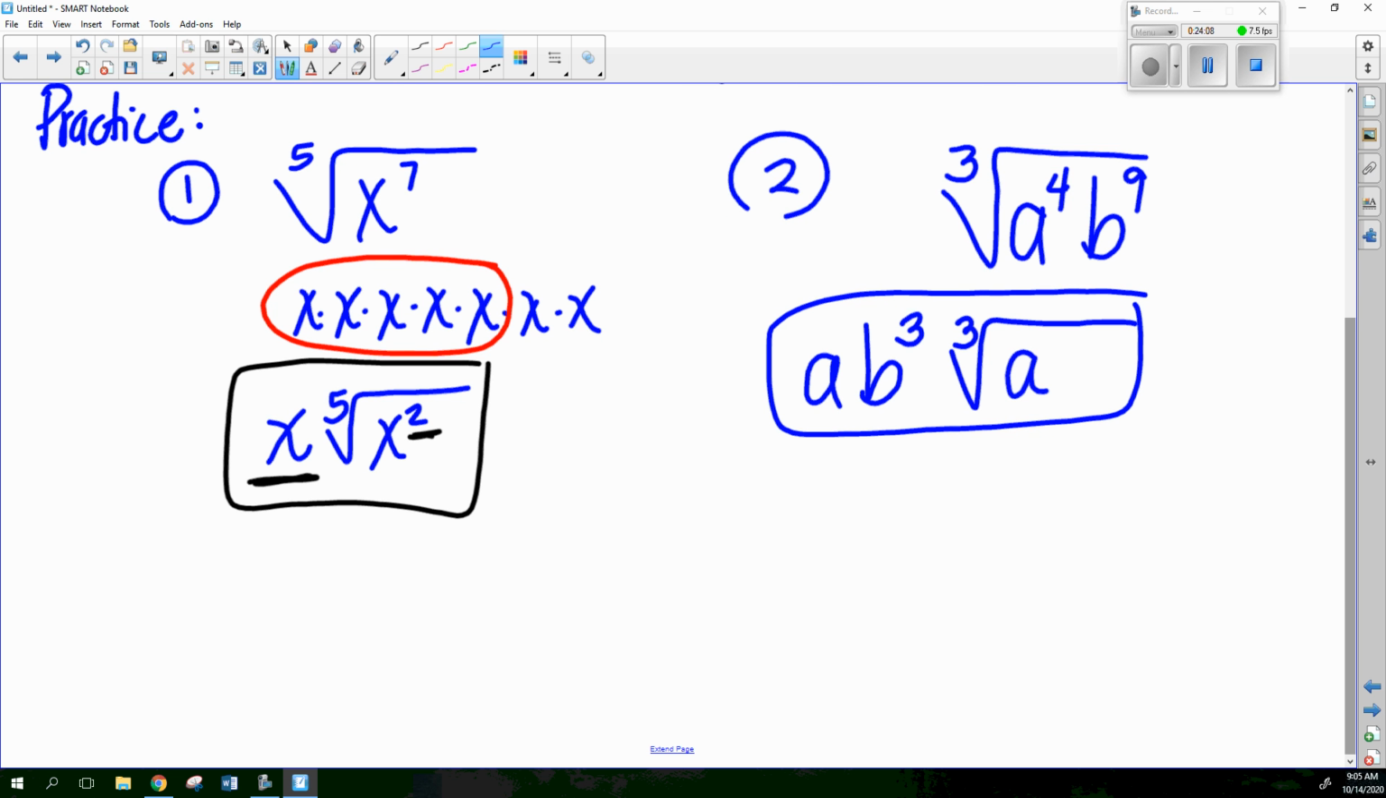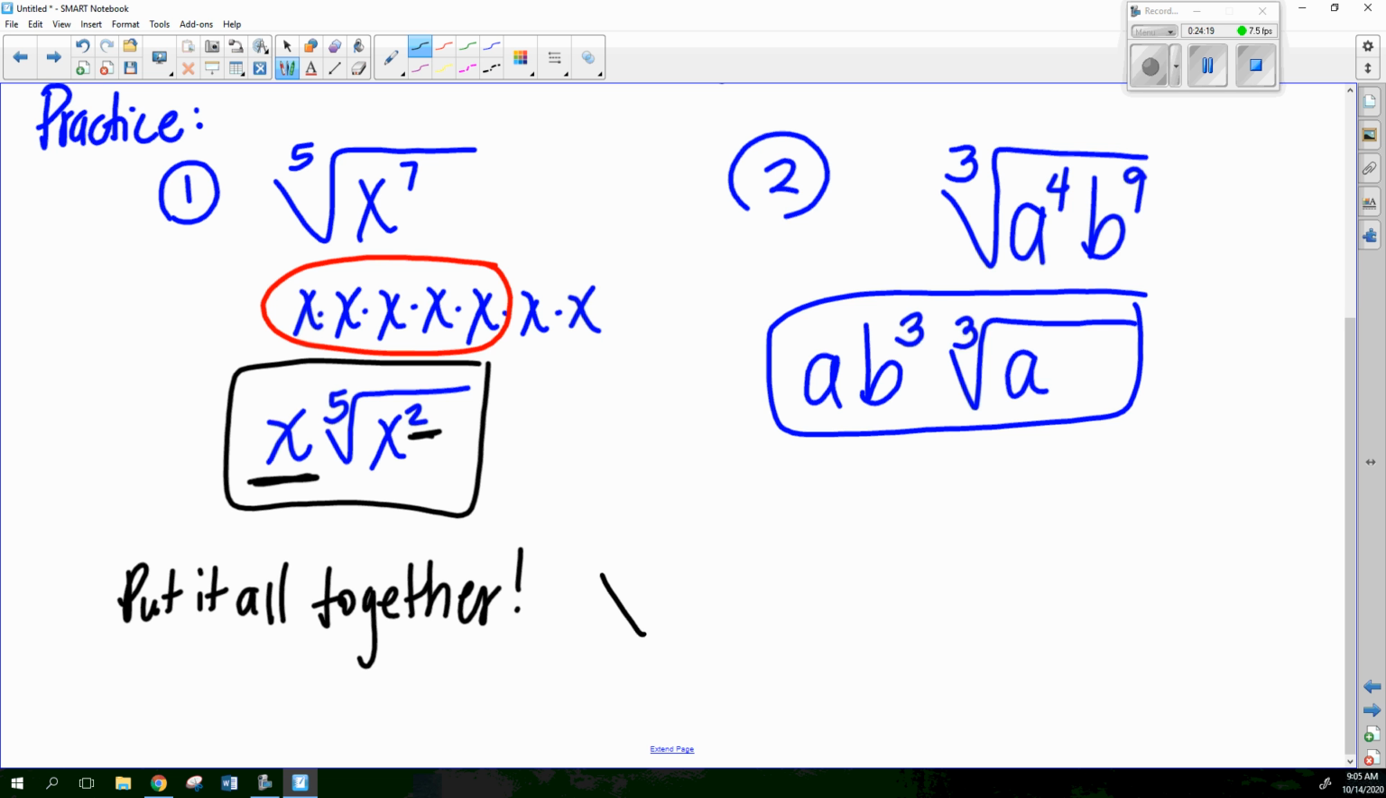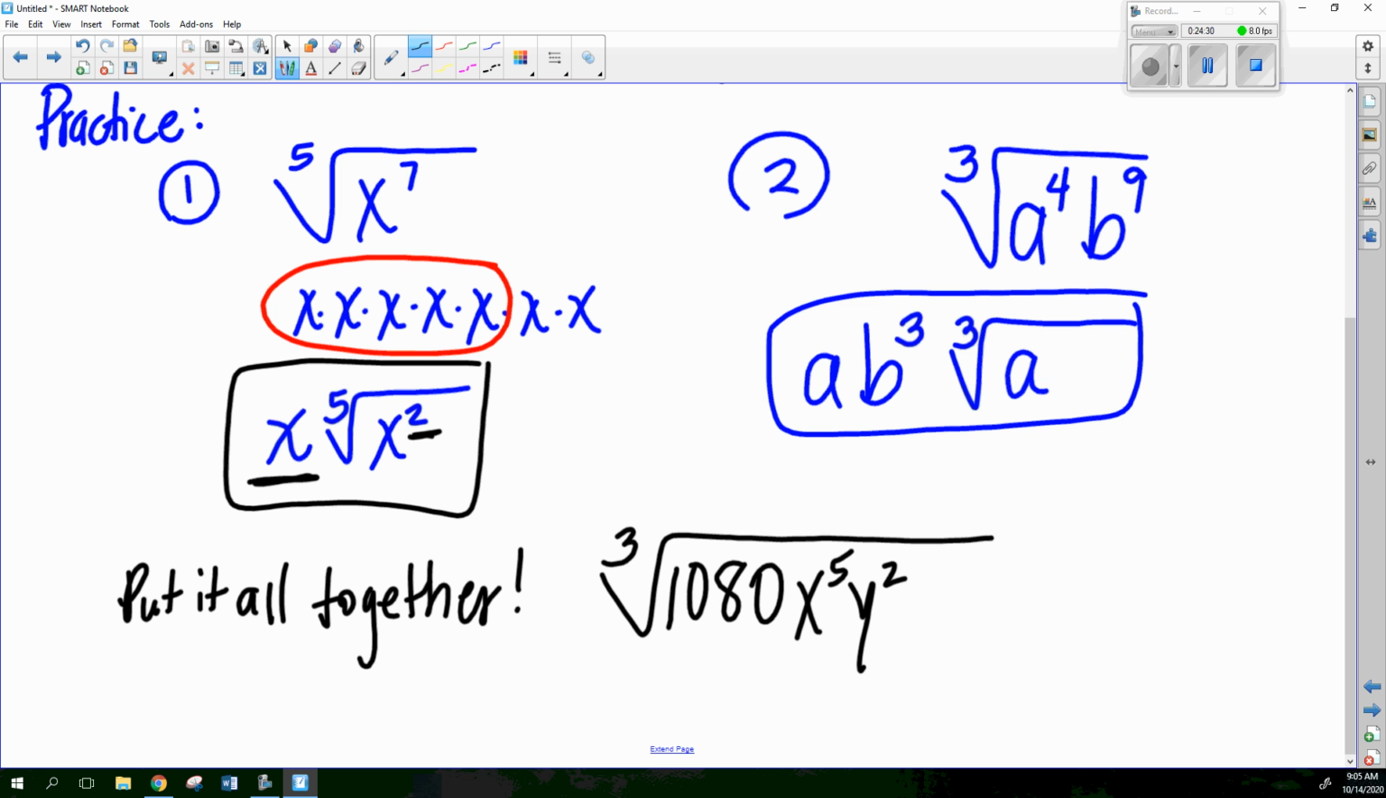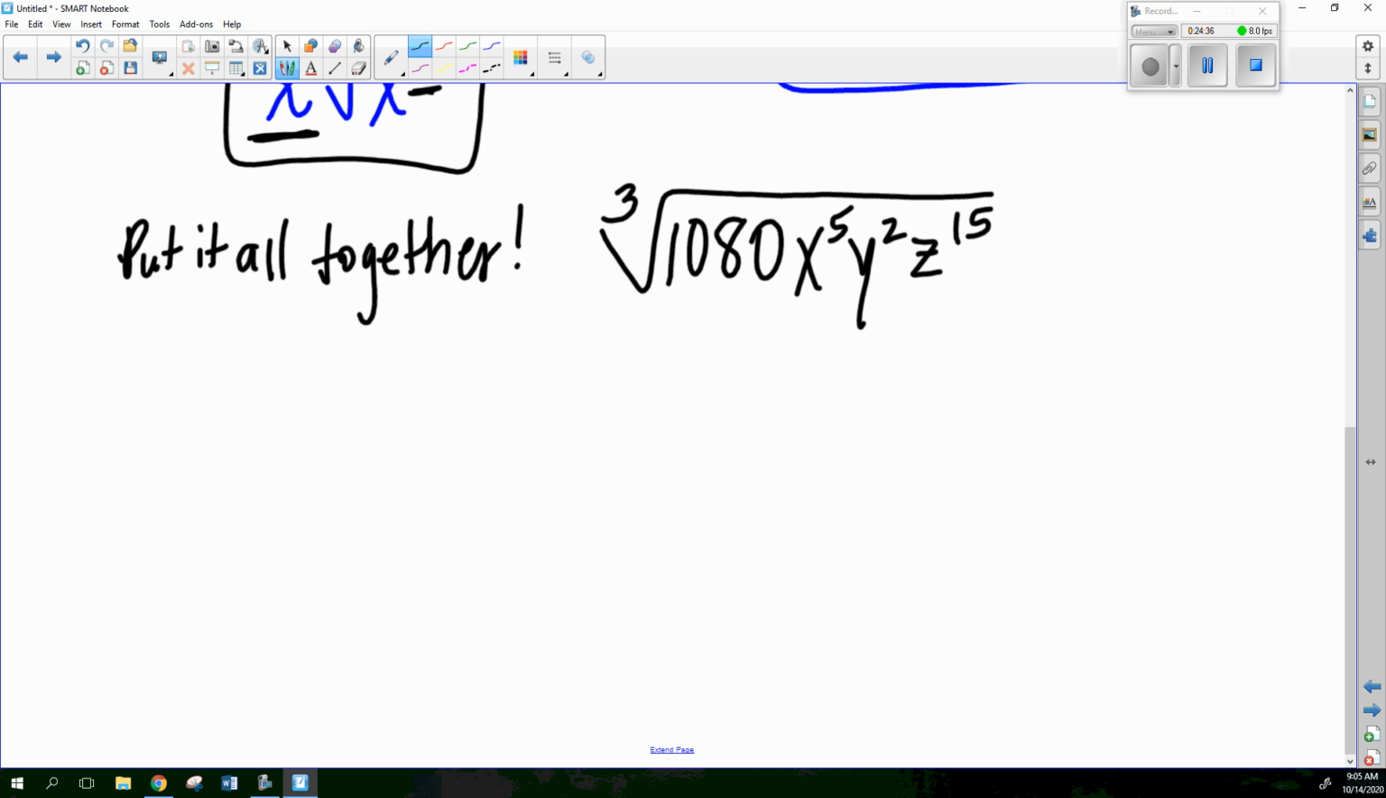All right, so let's put it all together. Here we go. I'll slide it up in just a second. I want us to look at the cube root of 1080 times x to the 5th, y to the 2nd, z to the 15th. And I want you to take a second and see what you can do with that. What are you looking for sets of? Sets of how many of a kind? 3. Good.